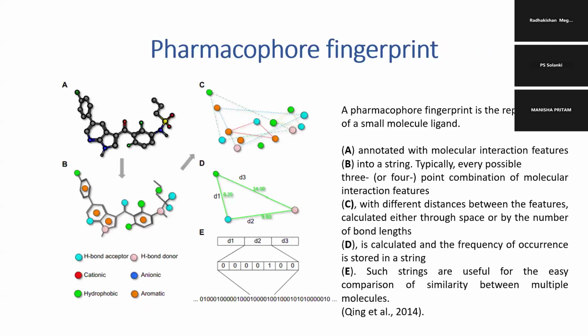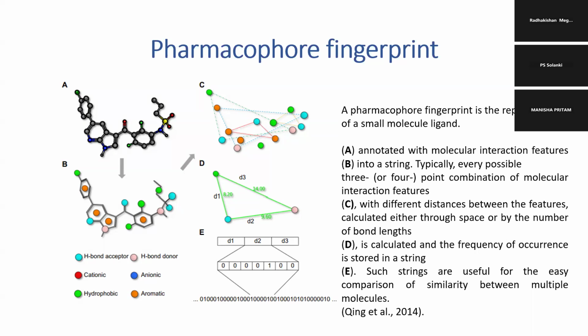So this is the whole picture of pharmacophore fingerprinting. This will help you to understand how it works. If you see figure A, you can see the simple 3D structure of a molecule. And in B, you can see the 2D structure.